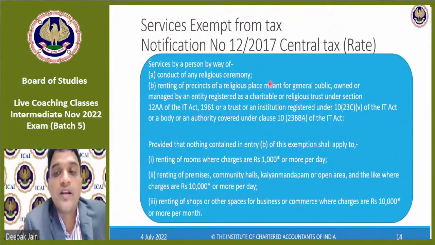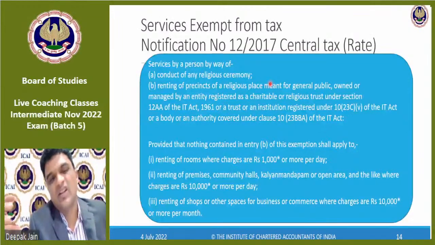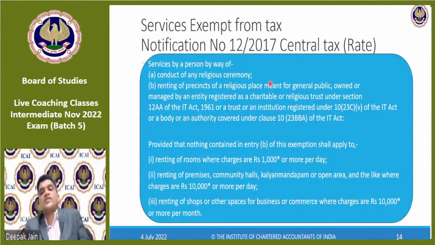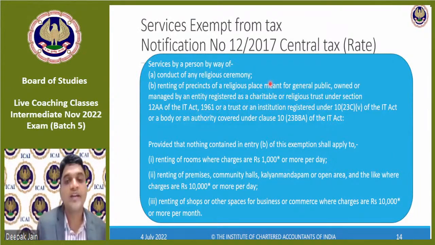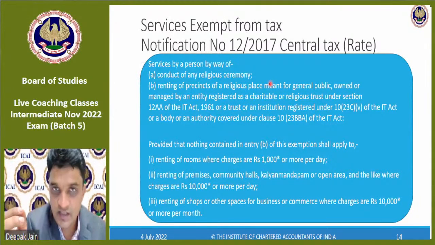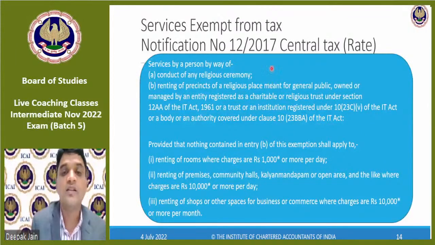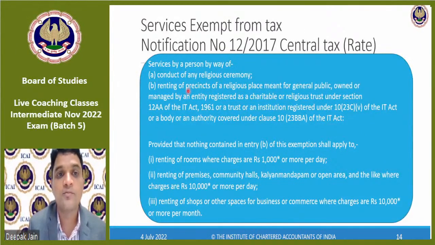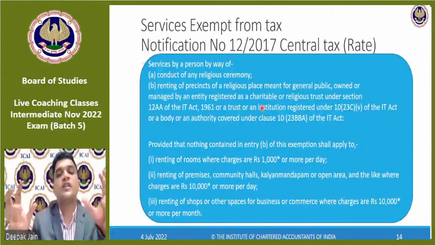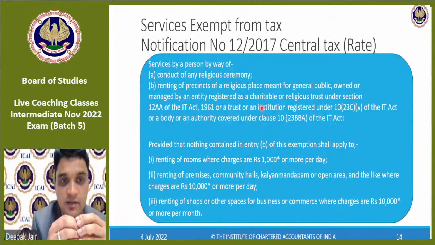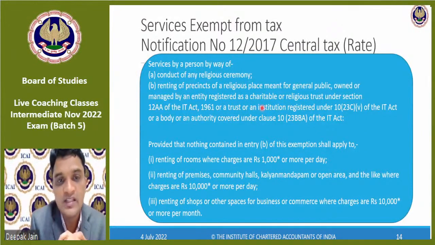or an institution registered under 10(23C), or a body or authority covered under 10(23BBA) of the IT Act. So that is the definition, but you don't have to remember those sections. Basically, remember 12AA. And if there's an organization which is registered under 10(23C) or 10(23BBA), then if those entities are providing the place, the precincts of a religious place meant for general public, owned and managed by these entities.